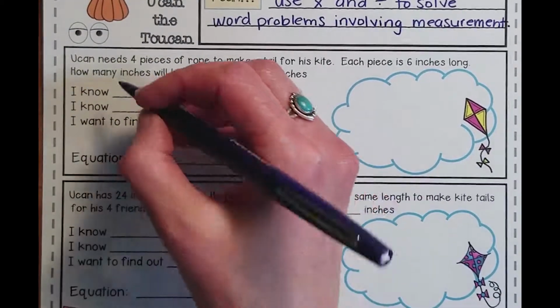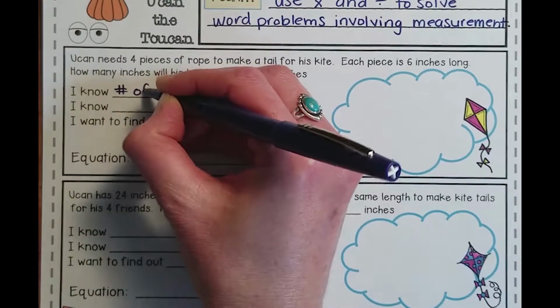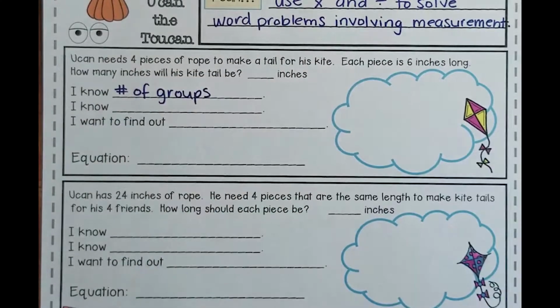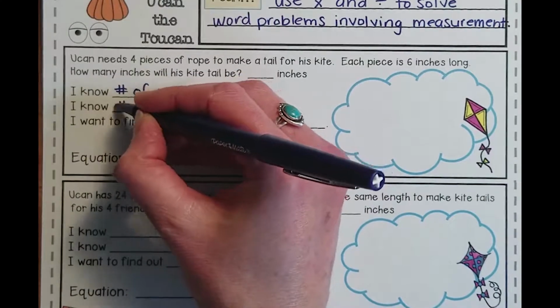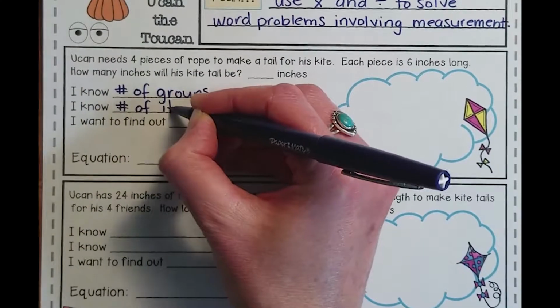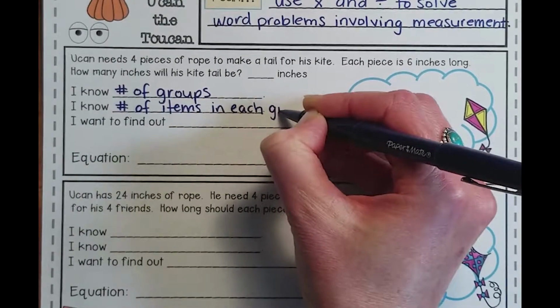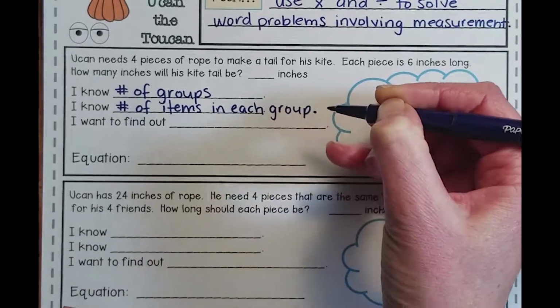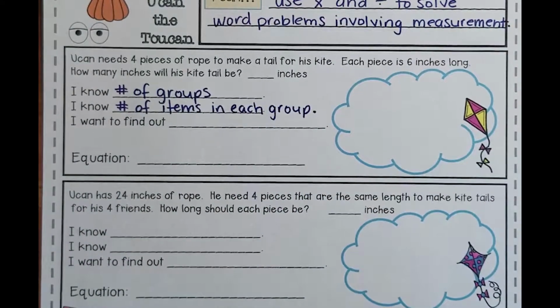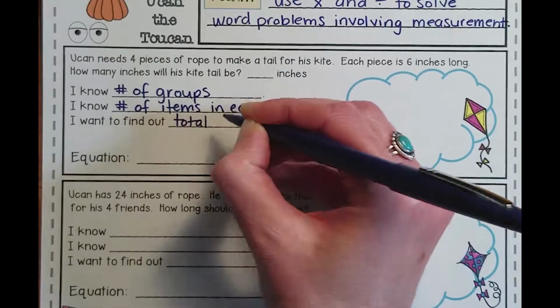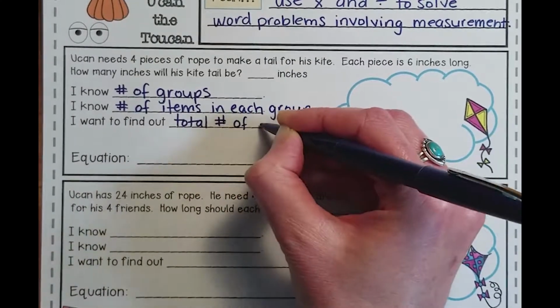What do you know? You know the number of groups. You know that you need 4 pieces to make that long tail. You also know the number of items in each group. You know that there'll be 6 inches in each of your 4 pieces of rope. And what do you want to find out? The total number of items.